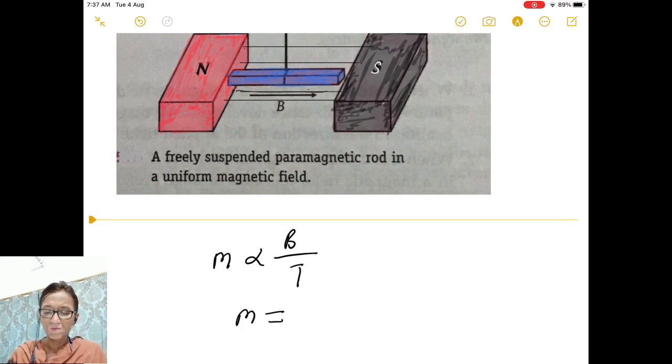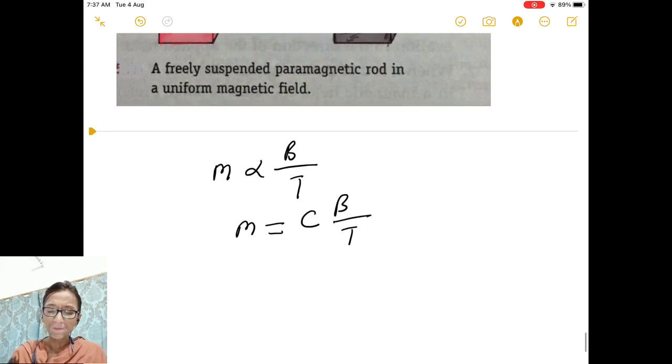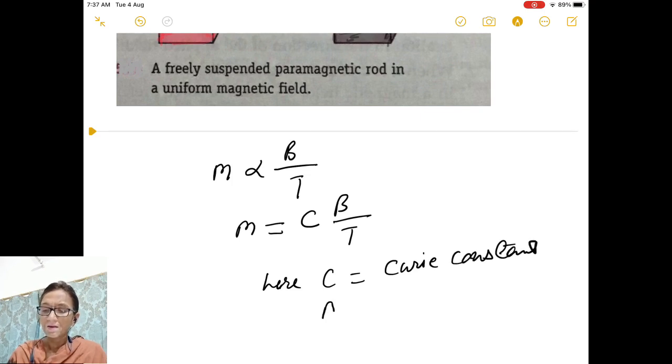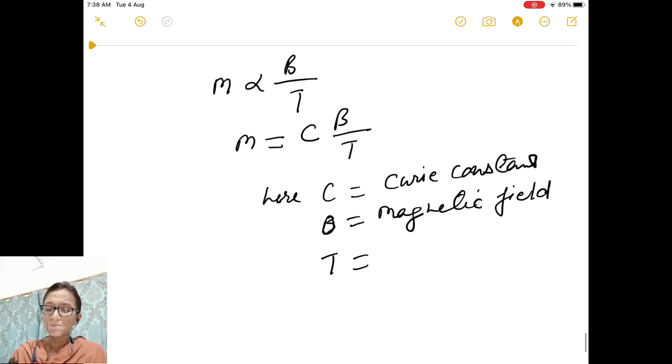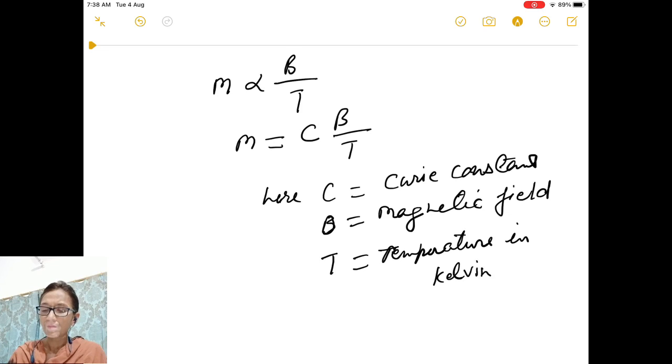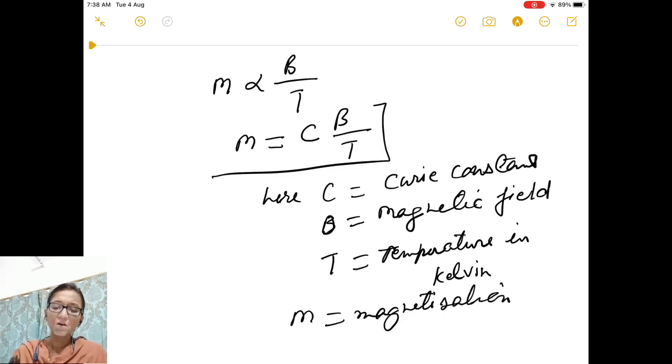And giving a constant of proportionality, M is equal to CB upon T, where C is the Curie constant, B is the external magnetic field, T is the absolute temperature or temperature in Kelvin, and M is the magnetization. And this law is called Curie law.